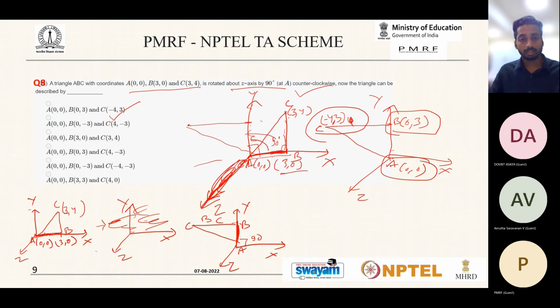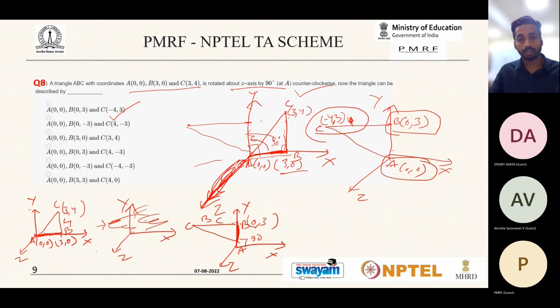Right. Now this is 3, and this is 0, 0. So what will this be? 0, 3. Right. And this is of length 4, as you can see here from 3, 4 and 3, 0. So this will be of length 4.